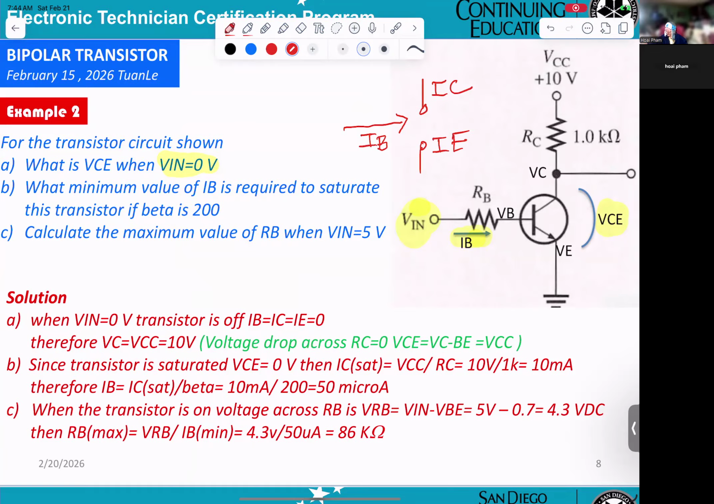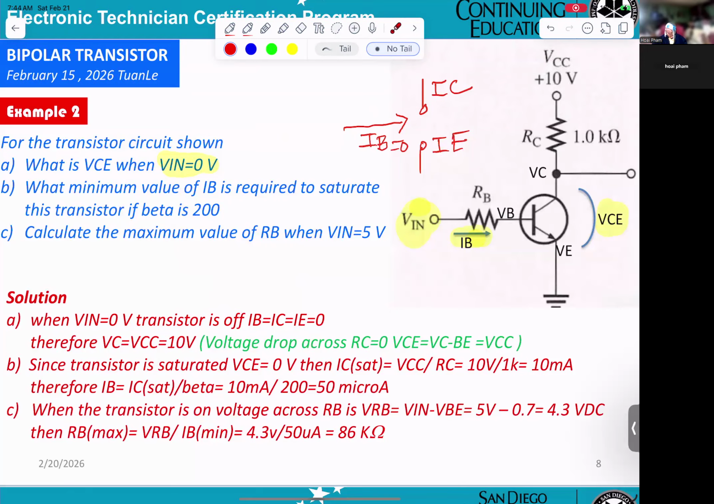So if Vin equals 0, IB equals 0. Same thing, the transistor will be open. So the solution here: when Vin equals 0, the transistor is off. IB equals IC equals IE equals 0. They are open.